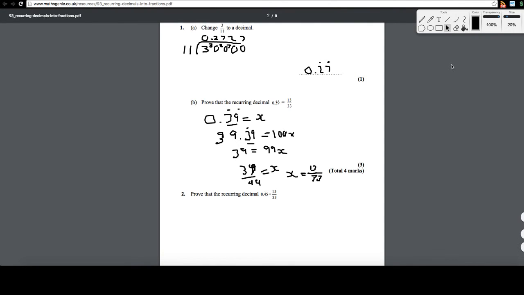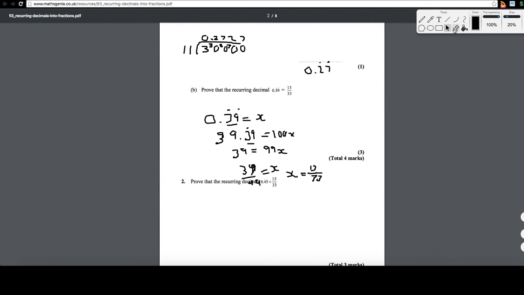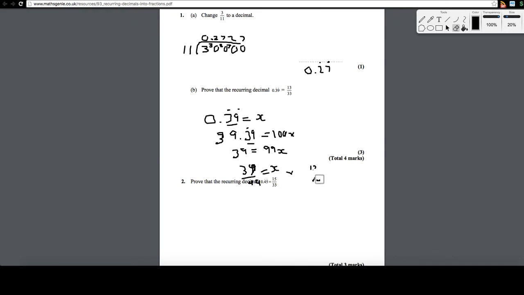I'm going to skip the next question because it's very similar. I'll go through it speaking time, so it's quite quicker. Sorry. Okay, I'll go through it while I rub this out.